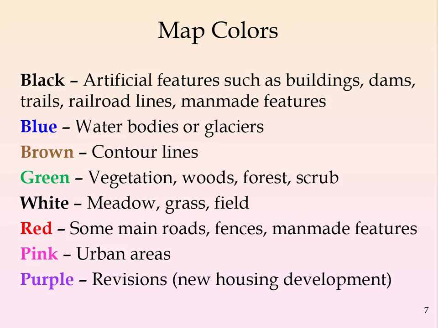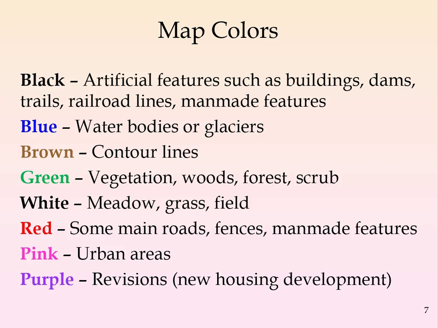Blue is very easy to remember. That is for bodies of water or streams, rivers, creeks, ponds, lakes, oceans. Brown is for contour lines. Green is for vegetation, typically a woods or a forest or what I call scrub. And scrub is just areas that have trees that are taller than 5 feet, typically have briars or phragmites, which is the tall grass. We'll talk more about them in the next slide.